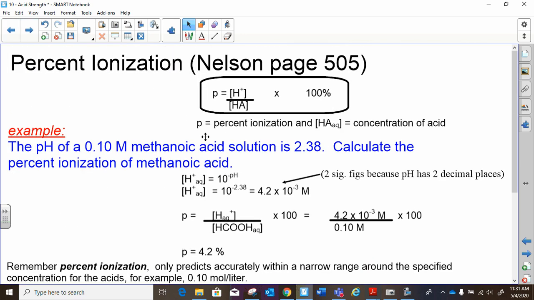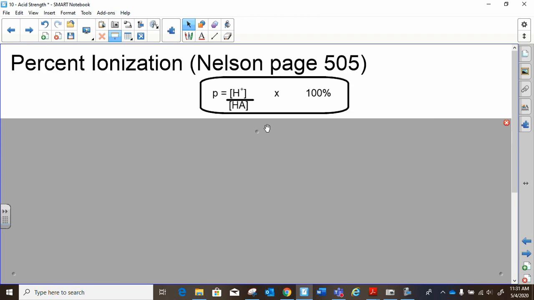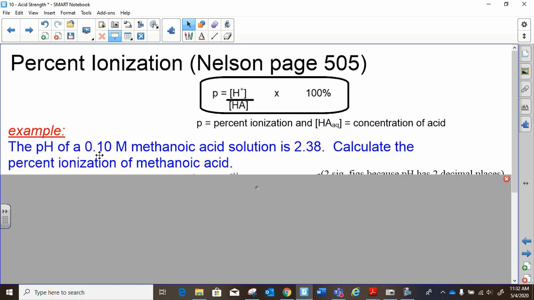Okay, now percent ionization. This little formula goes on your green sheet as well. So I think this is the second formula for today. We had Ka formula equals H plus squared over the concentration of acid. And now we have H plus over HA. Okay, so, percent ionization. Let's say we're dealing with a methanoic acid solution, and it has a pH of 2.38. The concentration of the acid is 0.1. Let's look for the percent ionization.